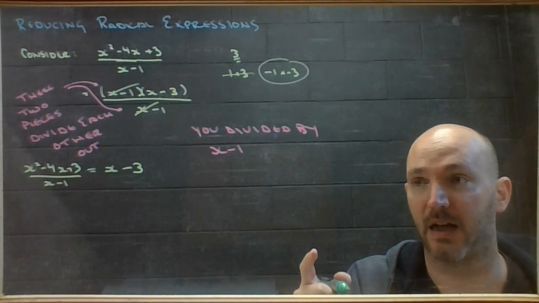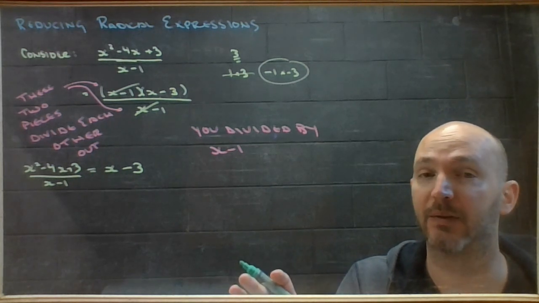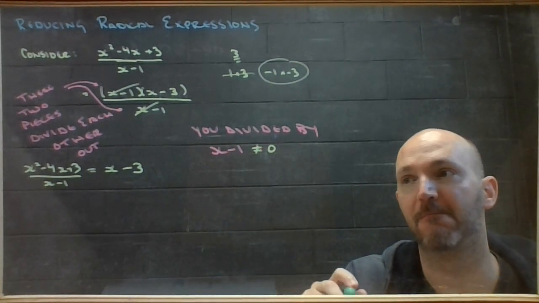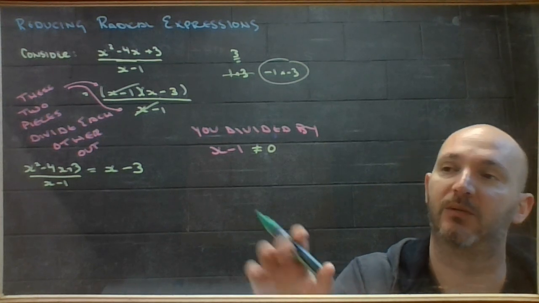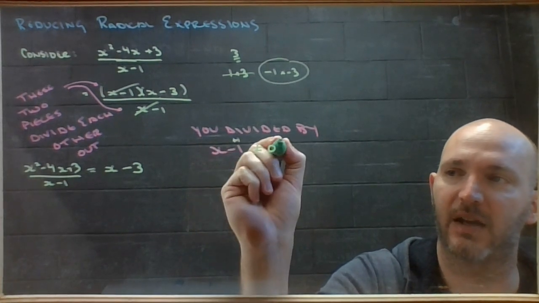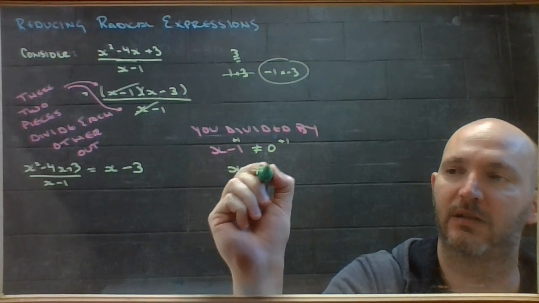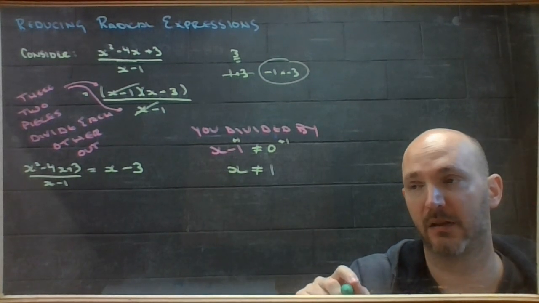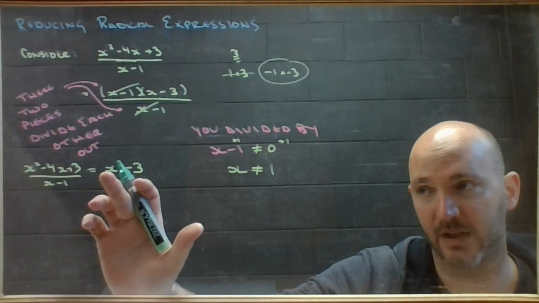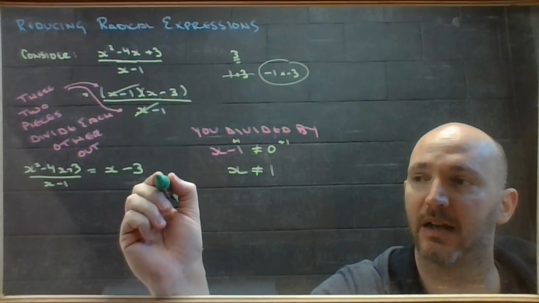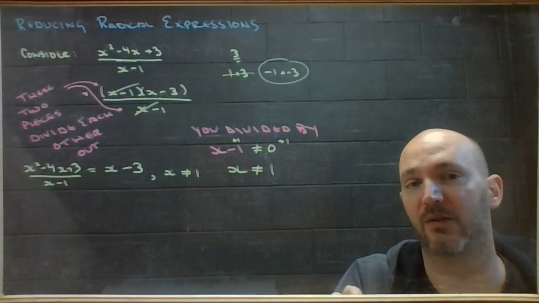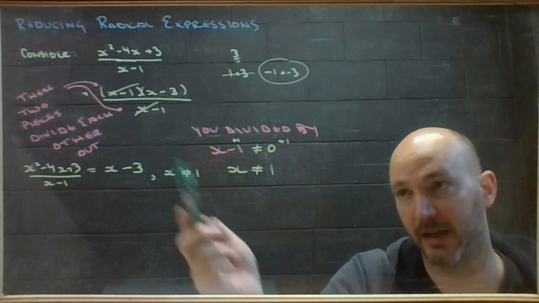You cannot divide by 0. You can divide by any other number, it's fine. But you cannot allow that to be 0. So if I look at this little expression here, then just add 1 to both sides, x cannot be 1. So this expression is equal to that as long as x cannot be 1. So you need that included in your statement because you divided by a variable.